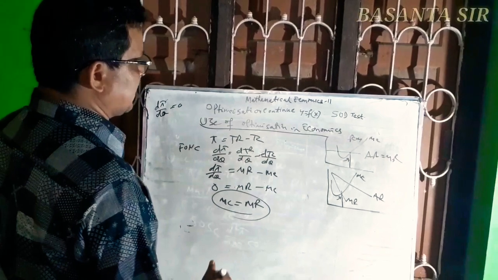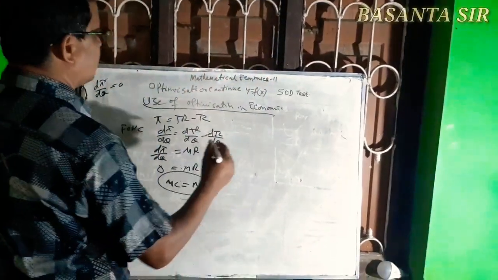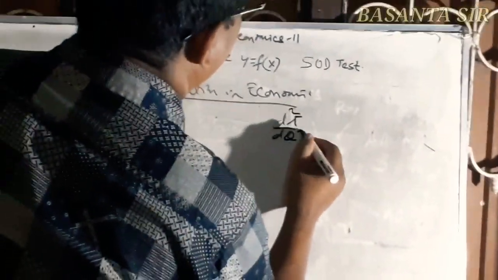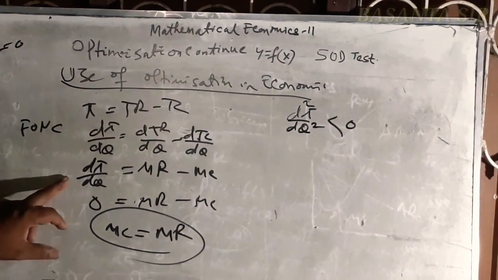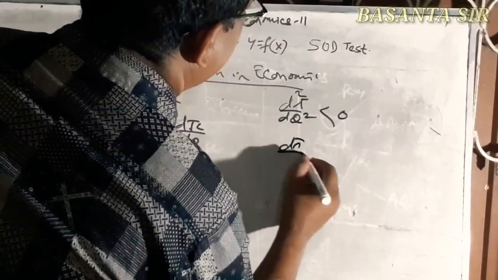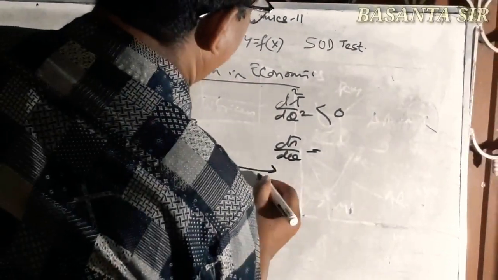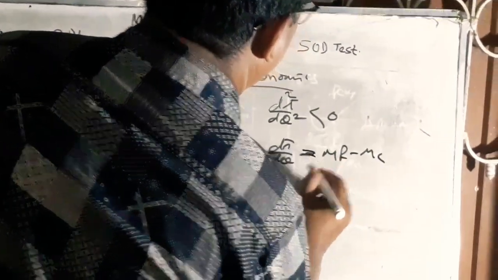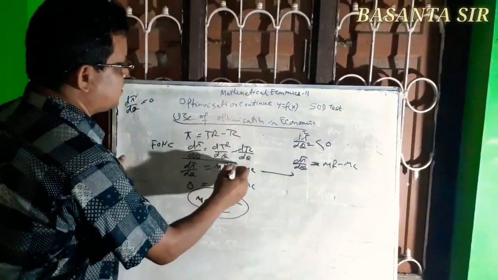Now, coming to the second order or sufficient condition. The sufficient condition says d square pi by dq square is less than 0 for maximum. So we find that d pi by dq equals MR minus MC. This is the equation we found in the first order proof.